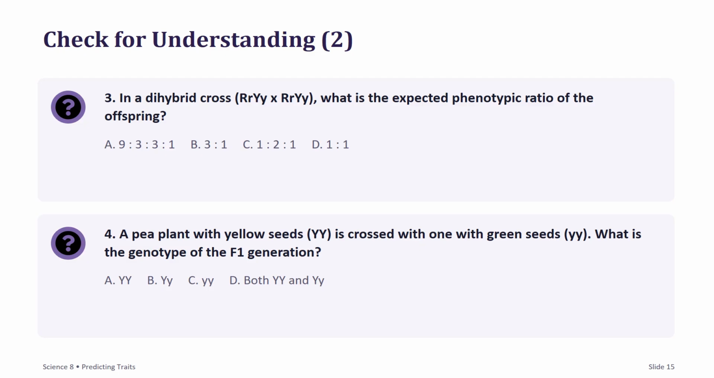Question 4. A pea plant with yellow seeds, YY, is crossed with one with green seeds, yy. What is the genotype of the F1 generation? Your choices are A. YY, B. Yy, C. yy, or D. Both YY and yy. A helpful tip: if you're not sure, try sketching a quick Punnett square on scratch paper to work it out.